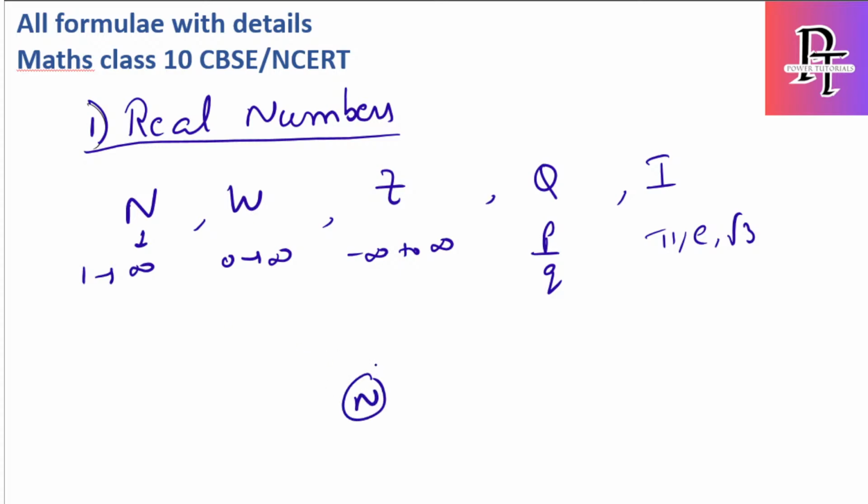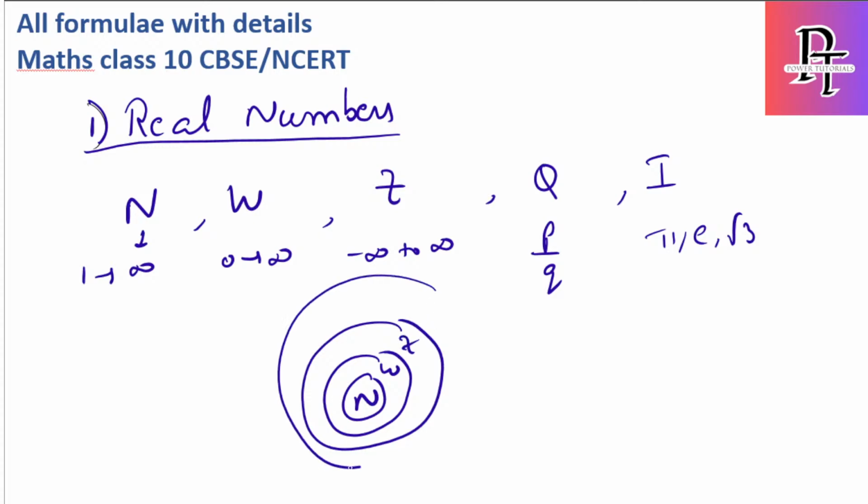It is something like this: we have N, above it we have W, above it we have Z, above this we have Q, and then irrational numbers, which are represented as Q dash. If they ask whether a number belongs to integers and so on, we have to understand it, but mostly just remember that if we can write it in terms of p by q, or as integers or whole numbers, all belong to real numbers.